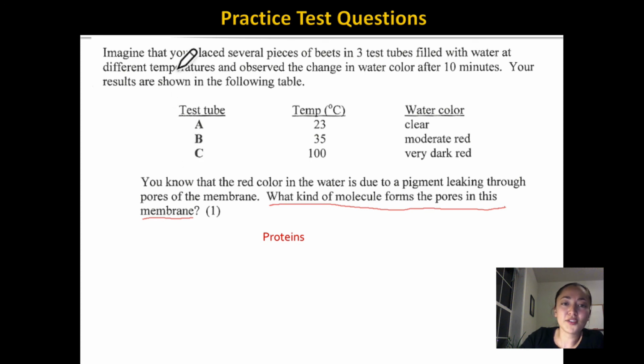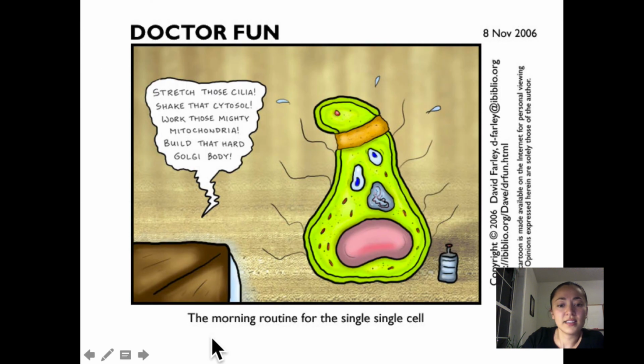So, still read this whole question, but notice that although this looks really complex, the actual question itself was very simple. Just asking you what creates the pores in the membrane. And I think that is the last practice question for chapter 2.